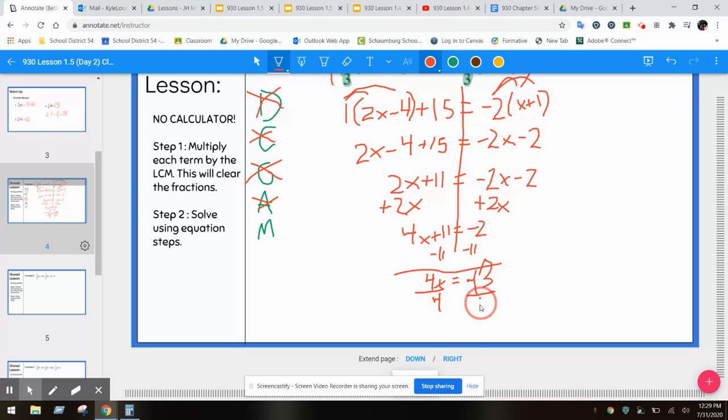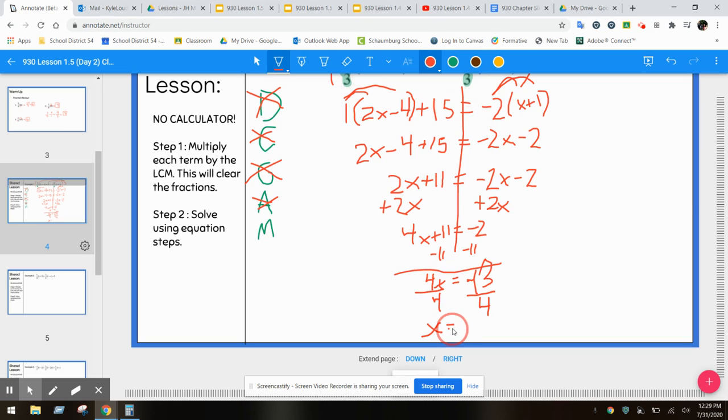Now, it's very important here. When you start with fractions in your original equation, you end with fractions as your answer. So negative 13/4. A lot of people are going to try to plug this into the calculator. Don't plug it into your calculator. You're not even supposed to be using a calculator during this lesson. So leave it as negative 13/4. That is your final answer.